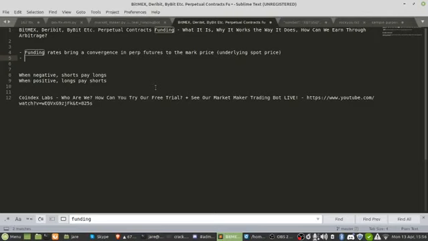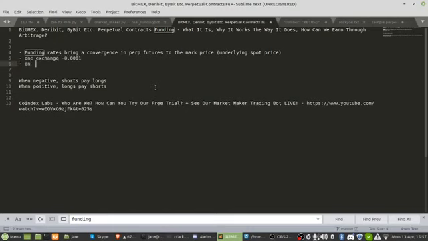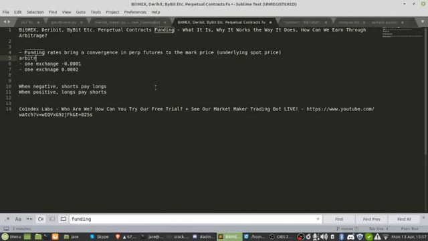Now, how can we earn through arbitrage? Well, let's say we have more than one exchange. Let's say we have one exchange where the shorts are paying the longs 0.001. And let's say we have another exchange where the longs are paying the shorts 0.002. Arbitrage.